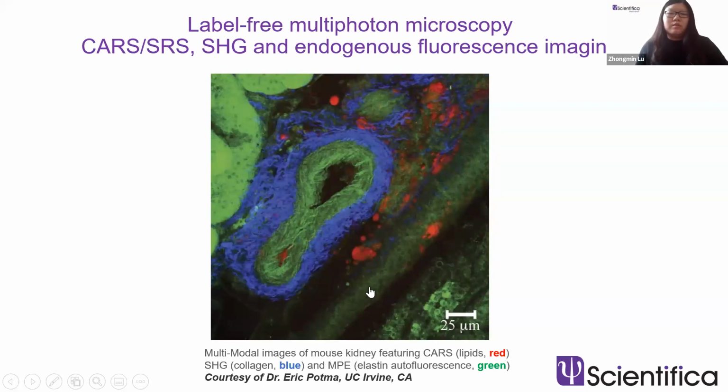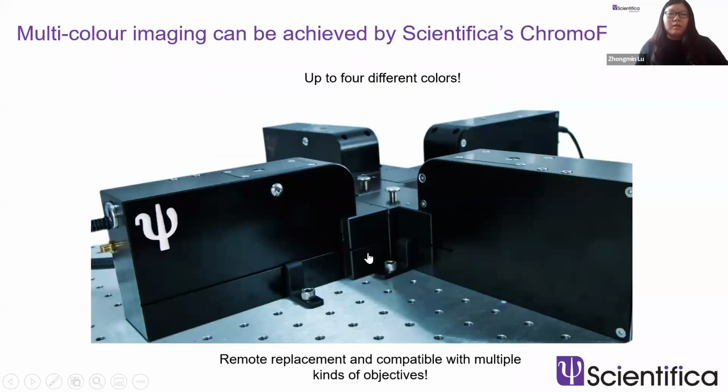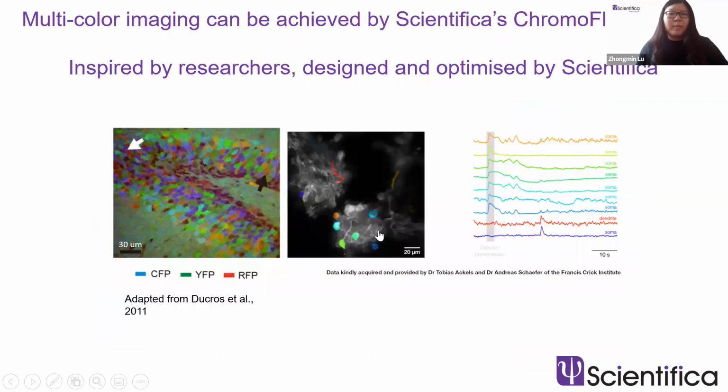And also, of course, you can combine fluorescence imaging, and we have really nice optimized detection units called the Chromoflex modular, which can satisfy your needs to do multicolor imaging of up to 4 different colors. This Chromoflex detection module is inspired by researchers and designed and optimized by Scientifica.